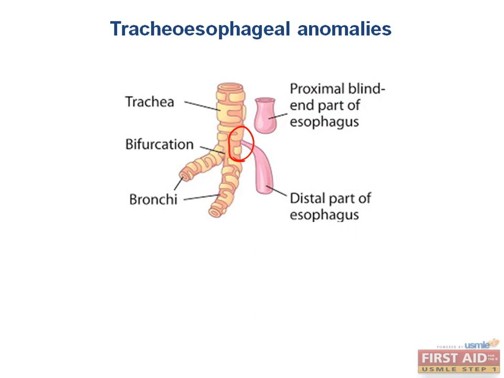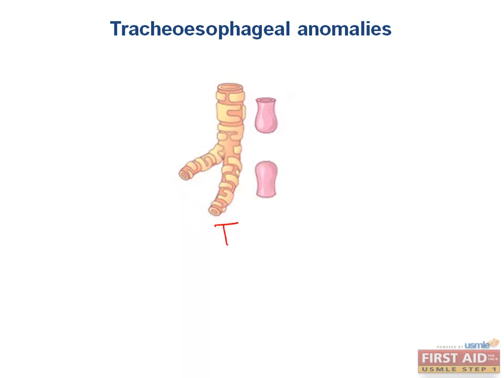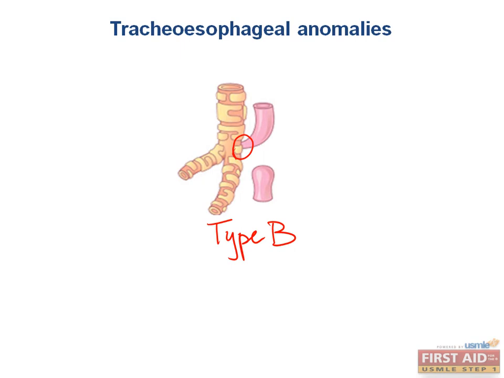Here, the esophagus is connected to the trachea, whereas the proximal part is blind and has no connection. This is called type C. There is also type A. This is where there's a proximal and distal esophagus, but no middle part. There can also be, as you guessed, type B. This is where the proximal esophagus connects to the trachea, but the distal esophagus is by itself.